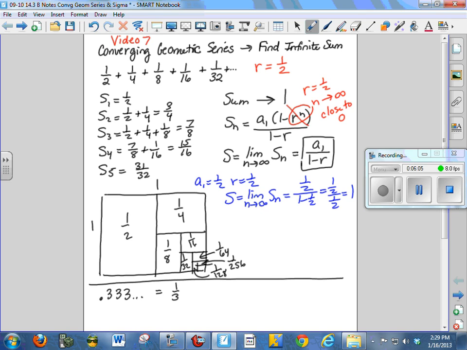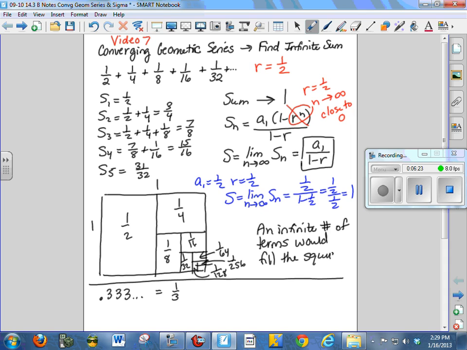And if you went infinitely, an infinite number of terms would fill the square.